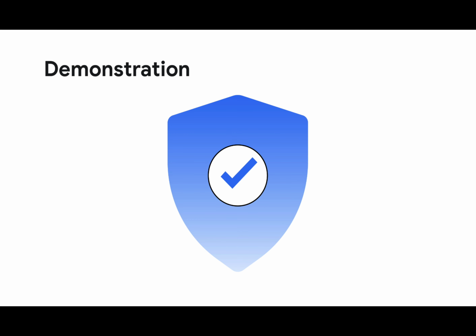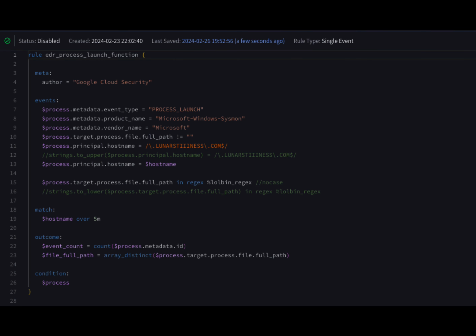Our example rule is leveraging the same general rule we used for regex reference lists. Essentially, we are detecting process launch events from Microsoft Sysmon for hosts in our domain. Because we are going to look at data in the target process file full path field, we are going to require that this field is not null so we don't end up with extraneous detections. And we are grouping our detections by the host name over a 5-minute window.